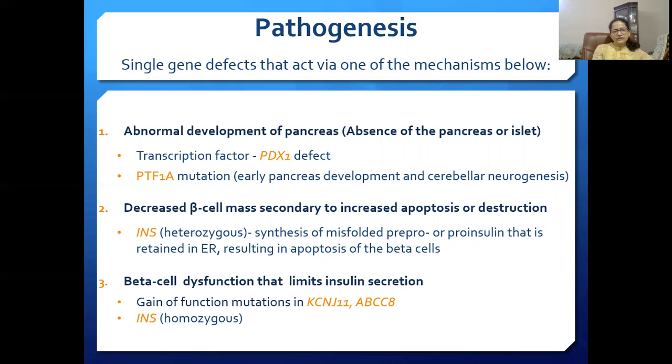And the third defect is beta cell dysfunction that limits insulin secretion. So here the most important conditions are the gain of function mutations in the potassium channels, that is KCNJ11 and ABCC8 genes, and homozygous insulin defect that also causes beta cell dysfunction with limitation of insulin secretion.